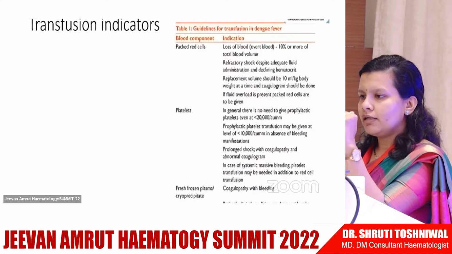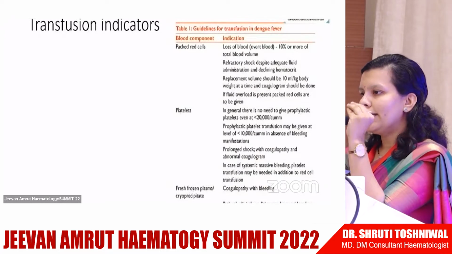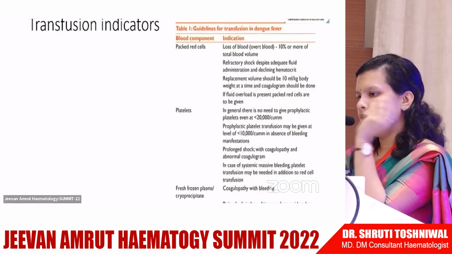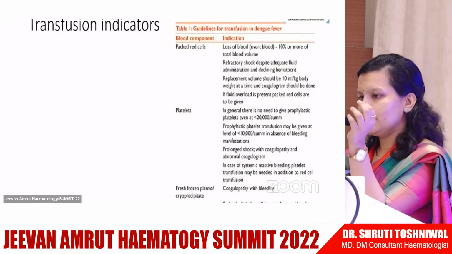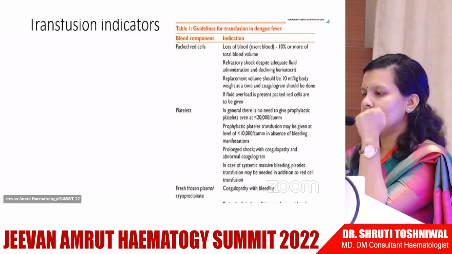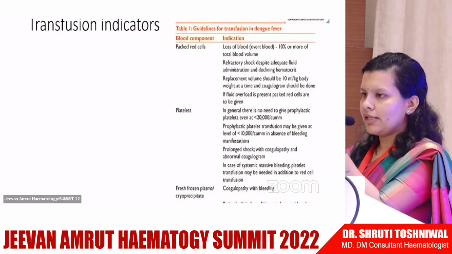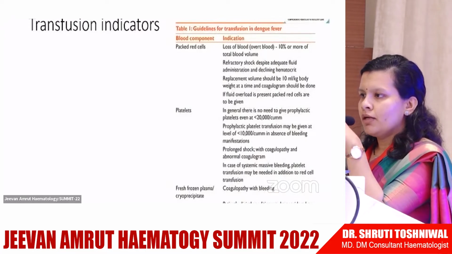Prophylactic platelet transfusion, if platelets are less than 10,000 and there is evidence of capillary leak going on, then yes, you should give platelet transfusion. Also, fresh frozen plasma or cryoprecipitate, if the patient is in very late stage shock or DIC, then you can give it, or some other indicators like we will see in the further slides.